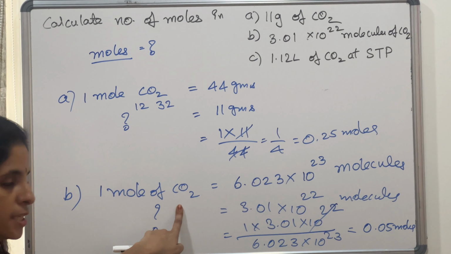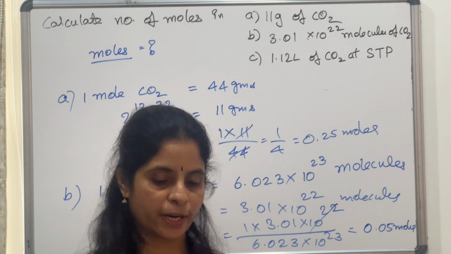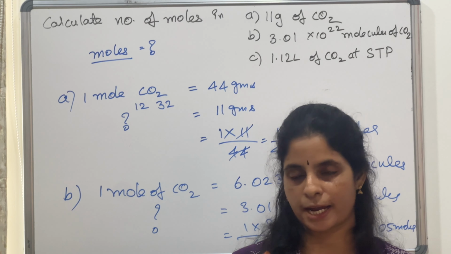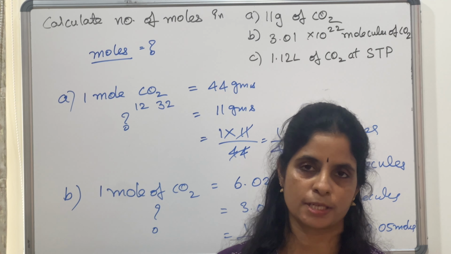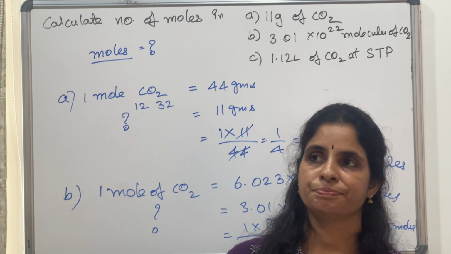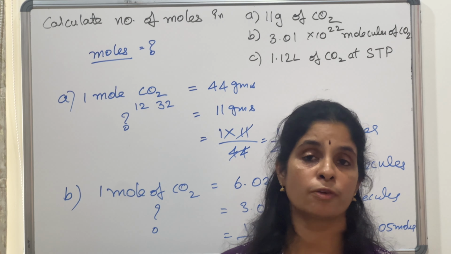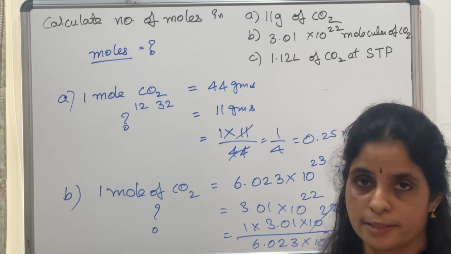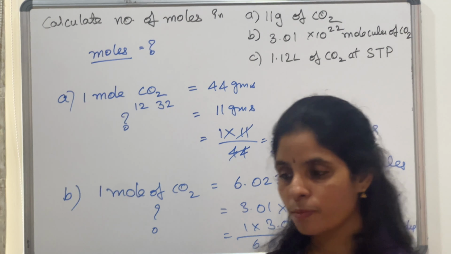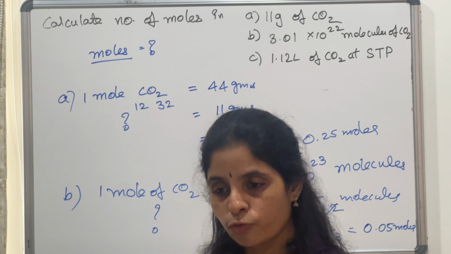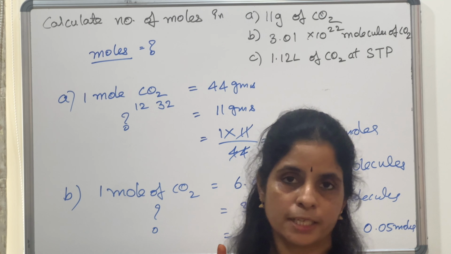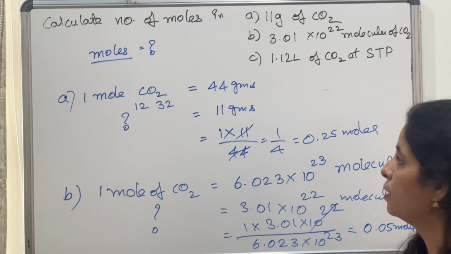You remember one point. 1 mole means 6.023 into 10 power 23 atoms or molecules. 1 mole of a substance means that. And what is a molar volume? 1 mole of any gas occupies a volume of 22.4 liters. That's it. And what is a molecular weight? Here, weight of 1 mole of a substance in grams. That is molecular weight. Okay.